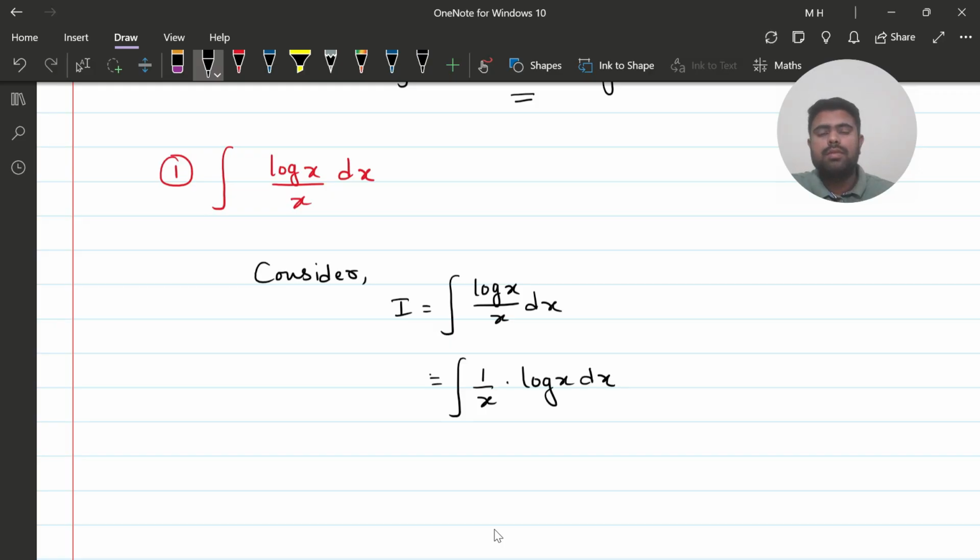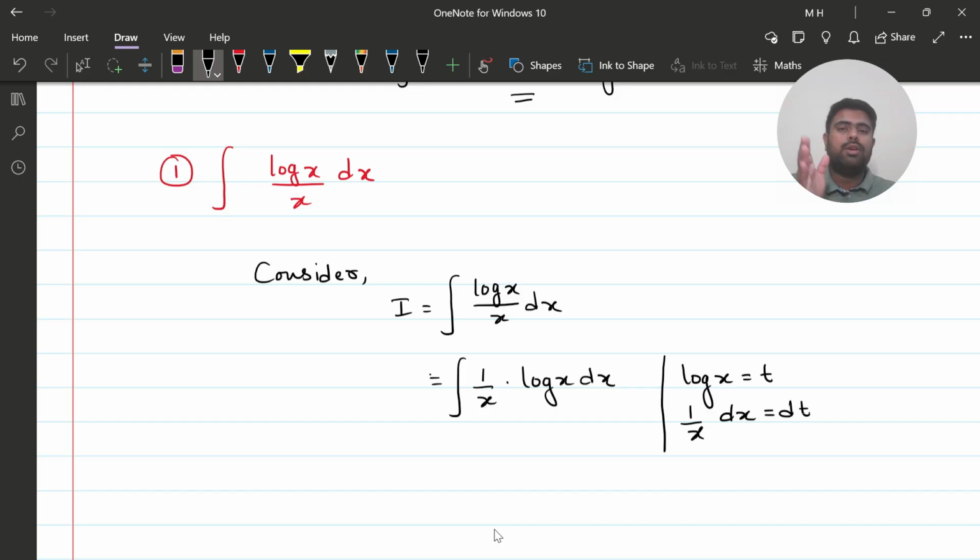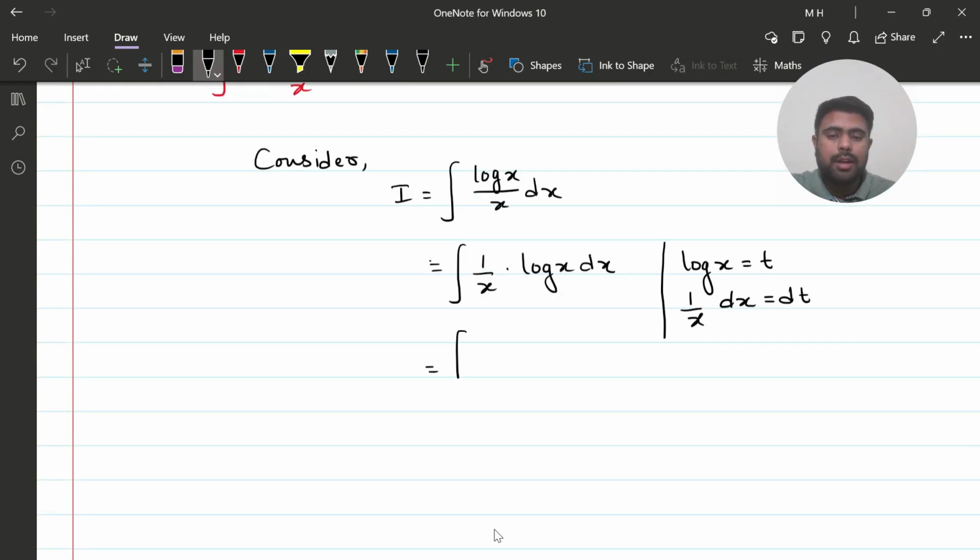Now you know that if I differentiate log x, I get 1 by x, right? So now I will substitute log x as t. What is the derivative of log x? It is 1 by x. I will take the differential. So 1 by x into dx equals, what is the derivative of t? It is 1, so it is dt. The derivative of x is dx, the derivative of t is dt. So the integral of 1 by x into dx would be dt, and log x would be t.